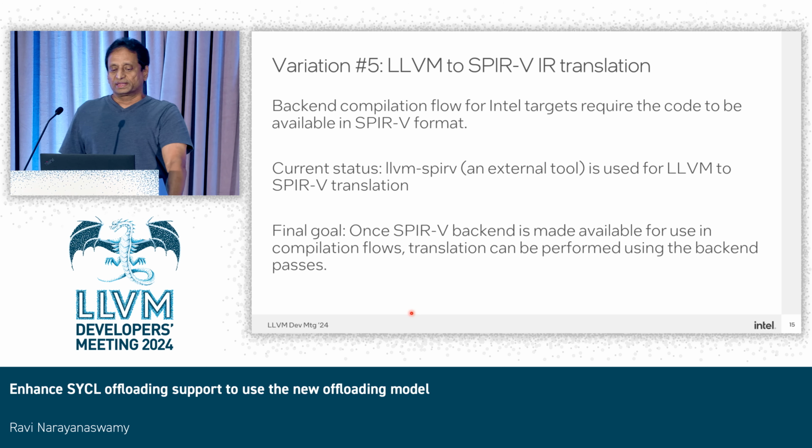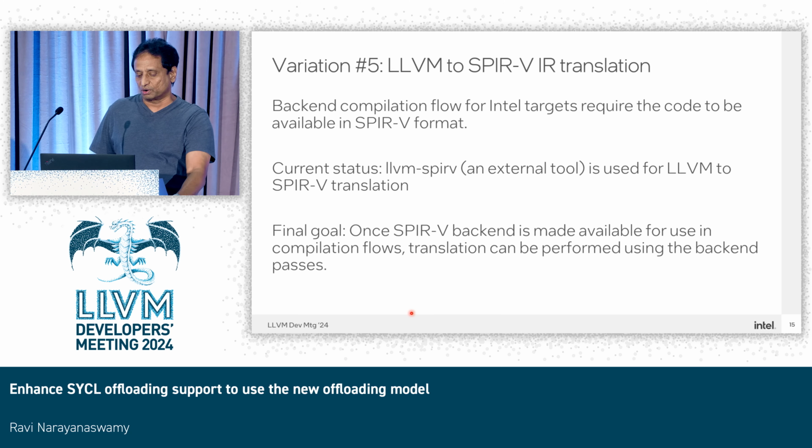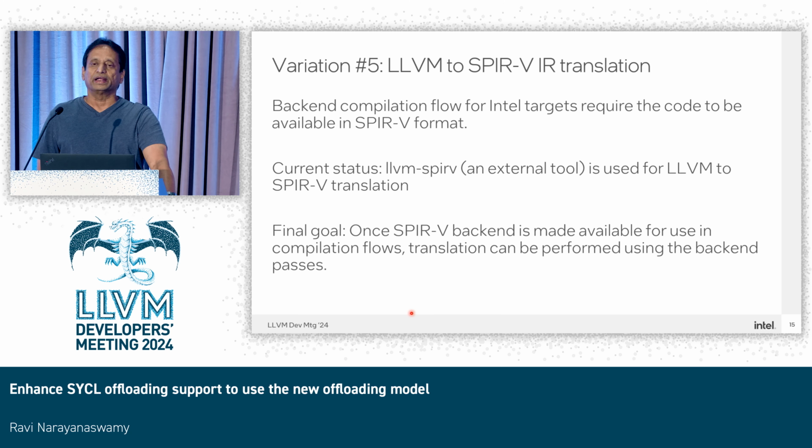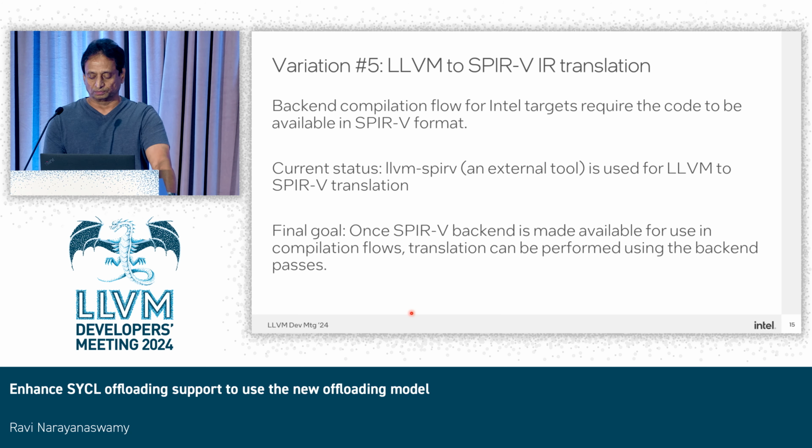And now the last thing is the variation files. We use an external tool, which is the LLVM SPIRV, to convert the LLVM IR into a SPIRV image. And again, this is now dependent on the code gen being available to directly generate SPIRV code, in which case we can remove the requirement for this tool.